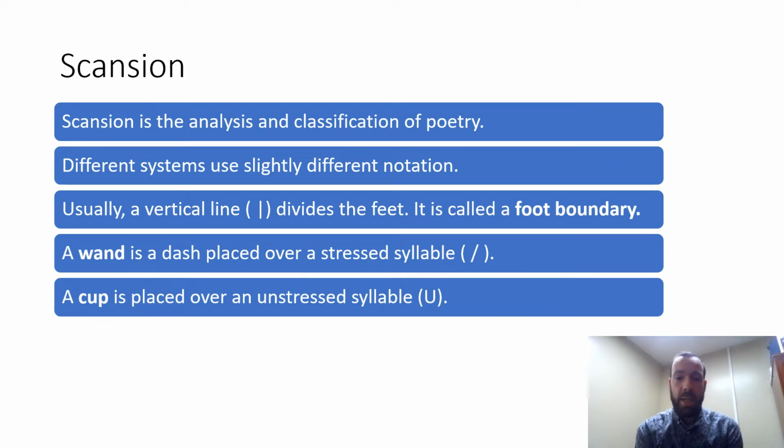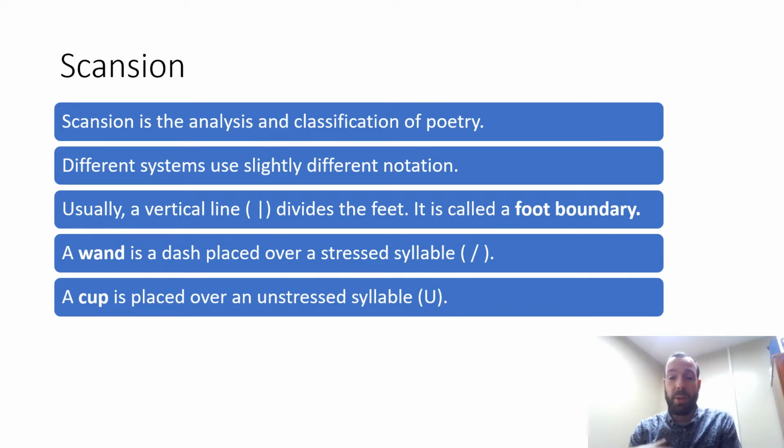Okay, scansion is a term that just refers to the analysis and classification of poetry. Different systems use slightly different notation or marks to indicate things that are going on, but in general, it probably looks something like this. I'm going to give you the most common forms of notation. So usually, if you see a vertical line, that's dividing the feet. It's called a foot boundary.